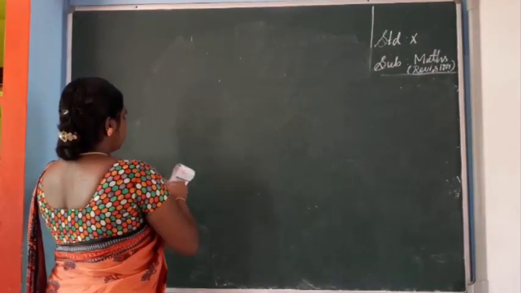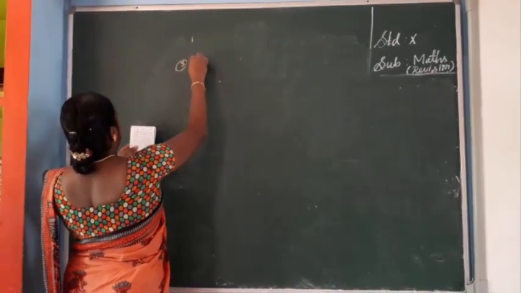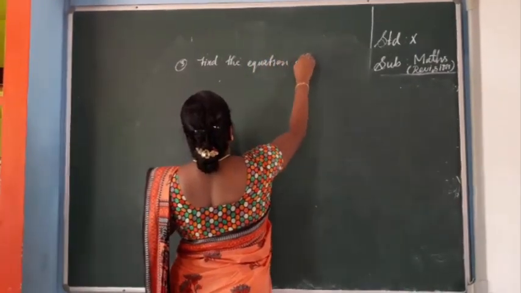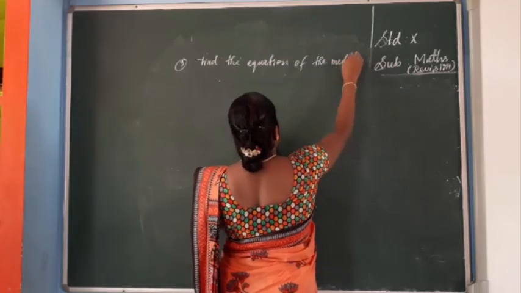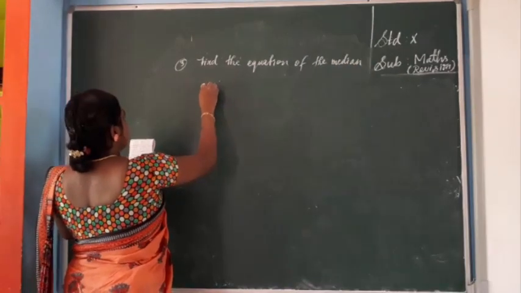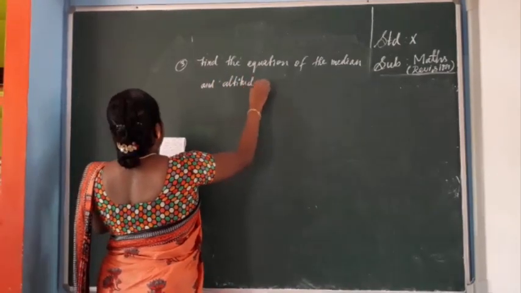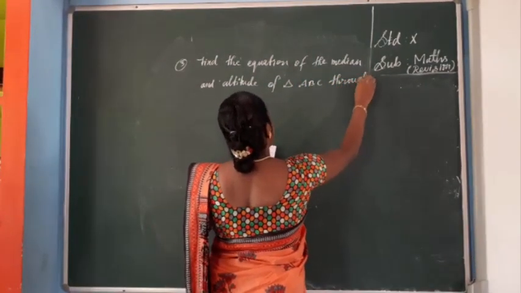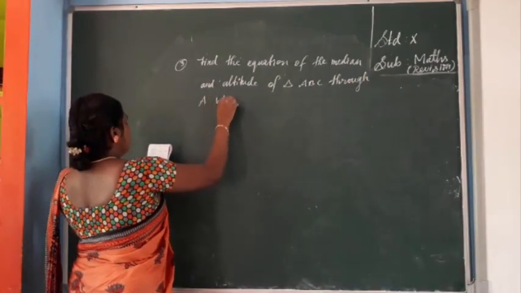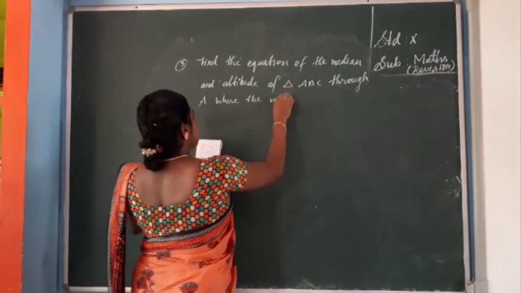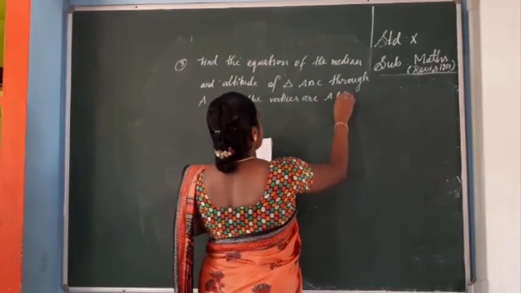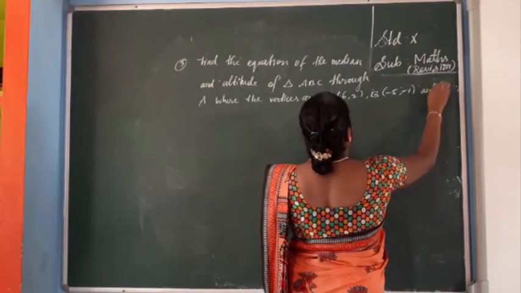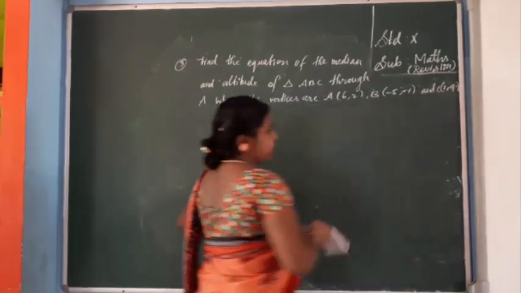Okay, next, third problem. Find the equation of the median and altitude of triangle ABC through A. But the vertices are A(6, 2), B(minus 5, minus 1) and C(1, 9). Okay, C is (1, 9).